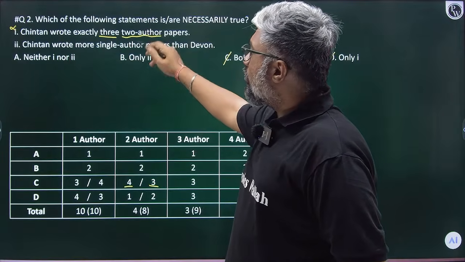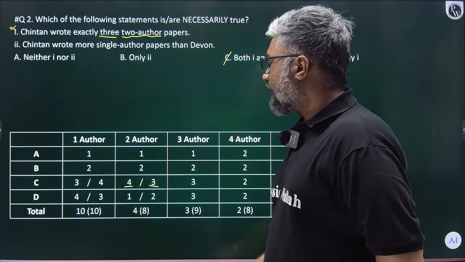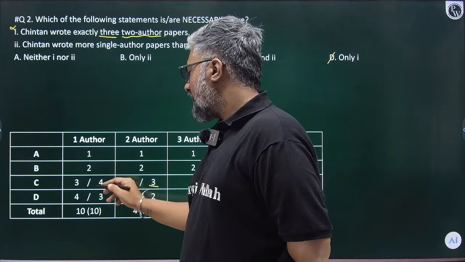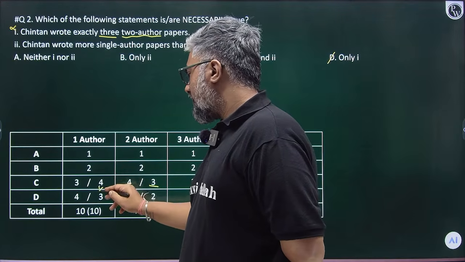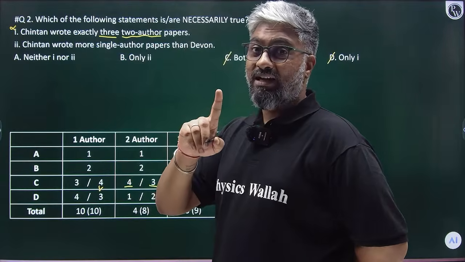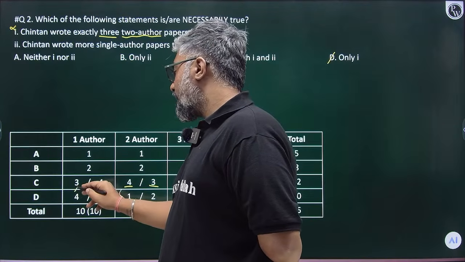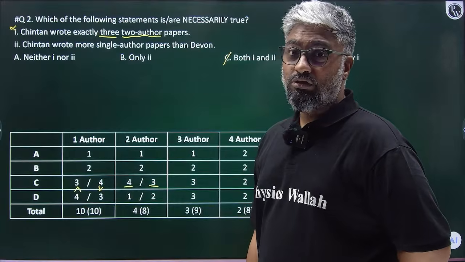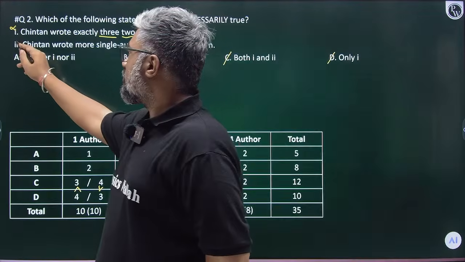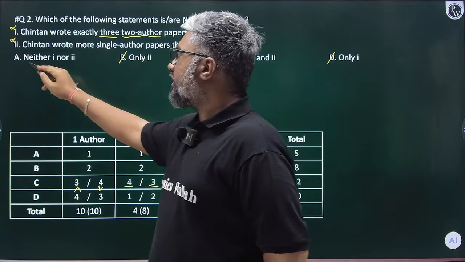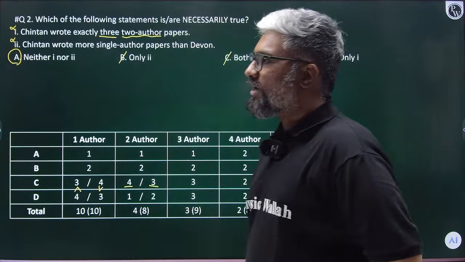Let's look at the second statement. Chintan wrote more single author papers than D. Is 4 greater than 3? Yes, but that's only in one case, no? The other case, 3 is lesser than 4. Is it also true? Not true. This is also not true. That means this can also not be true. My answer is option A, neither one nor two true.